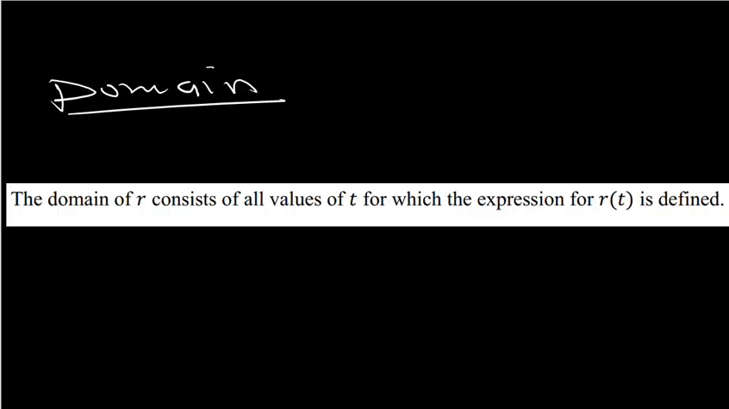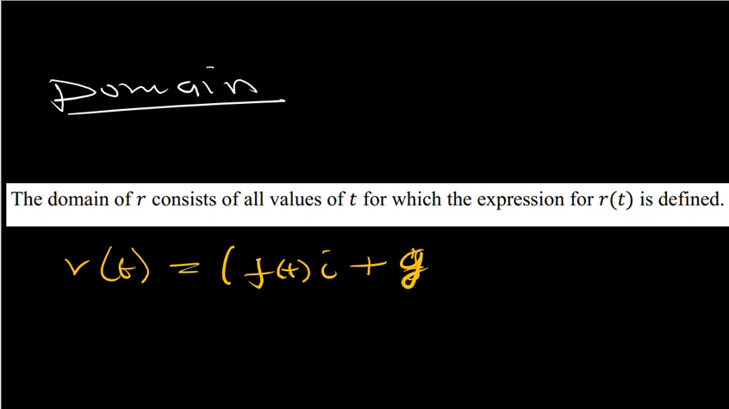The domain of r consists of all values of t for which the expression for r of t is defined. So for instance, we said r of t is equal to f of t i plus g of t j and then h of t k. So the domain of this function will be the set of all real numbers that will make these three functions defined simultaneously.